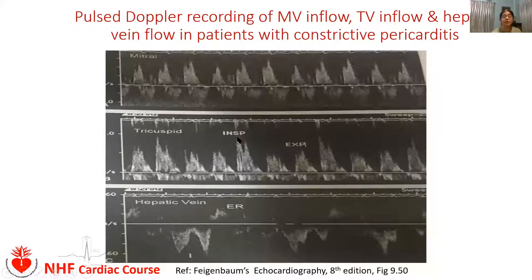We can see that there is inspiratory increase in E-velocity and decrease during expiration. So there is exaggerated respiratory variation of tricuspid inflow. And there is phasic respiratory variation of hepatic venous flow, forward flow confined only during inspiration, and during expiration there is reversal. This is very important and pathognomonic of constrictive pericarditis, even in case of arrhythmia, and in postoperative cases like mitral valve replacement, this feature can be considered a pathognomonic sign of constrictive pericarditis.